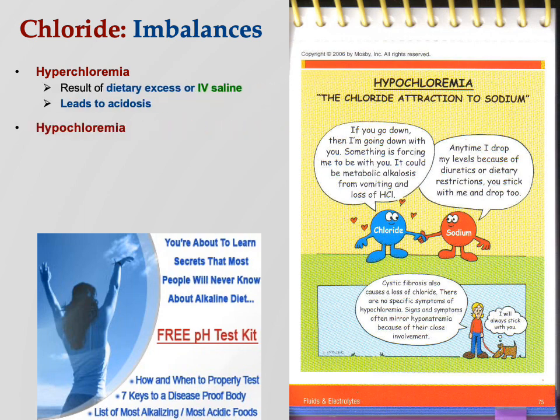Hyperchloremia, yeah, get the saline wrong, leads to acidosis. Hypochloremia, yeah, result of hyponatremia, okay. pH imbalance is just going to go with sodium, all right. And the alkaline diet, okay.